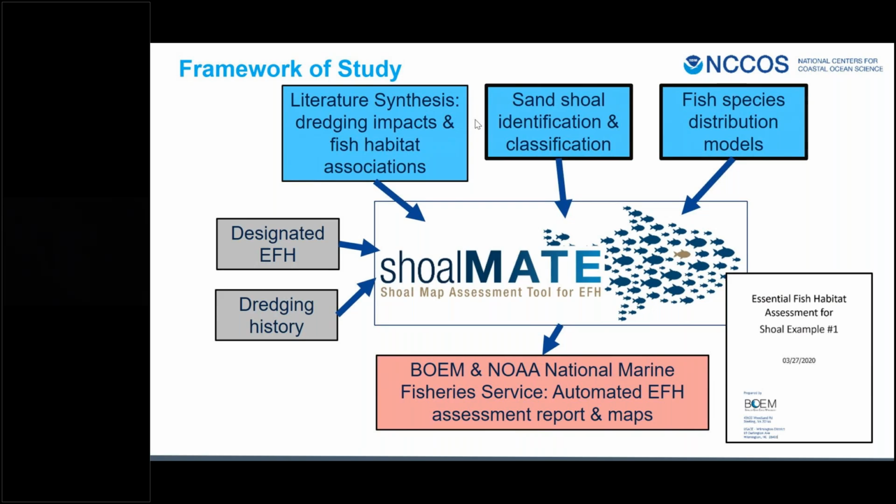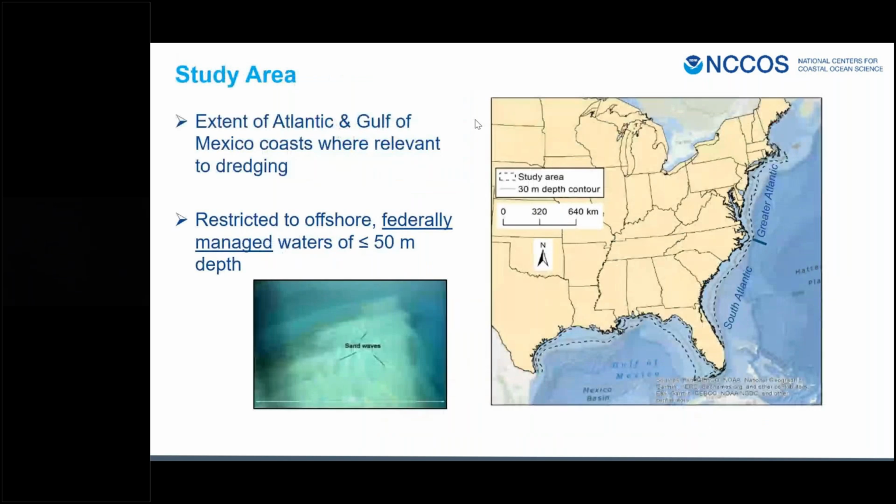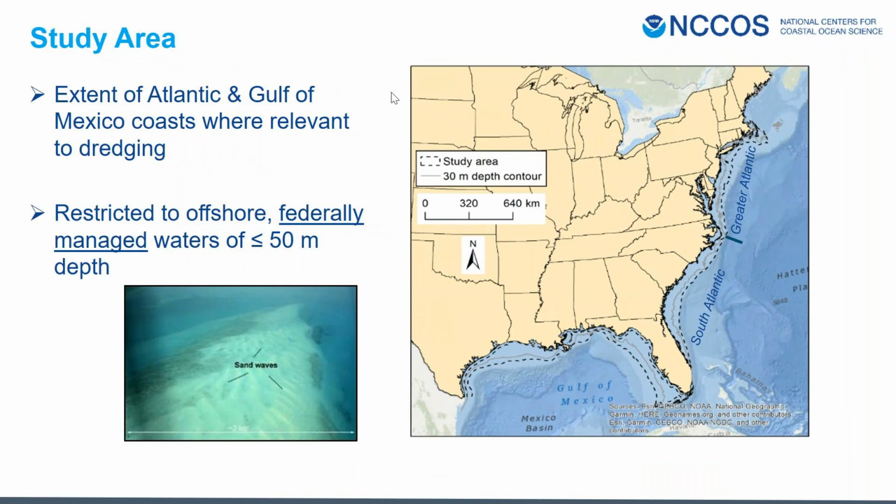And the tool does even more. It not only brings all this data together, but it also outputs an automated report for essential fish habitat and maps to go along with that. So we really coalesce all this data and output it. The study area includes the extent of the Atlantic and Gulf of Mexico that are relevant to dredging in federal waters. The tool is restricted to offshore federally managed waters less than 50 meters in depth, so shallow waters of the continental shelf.